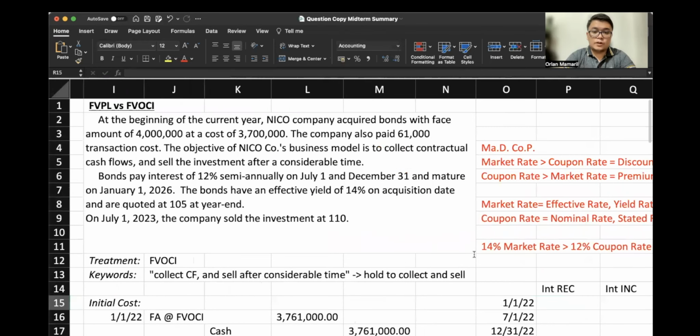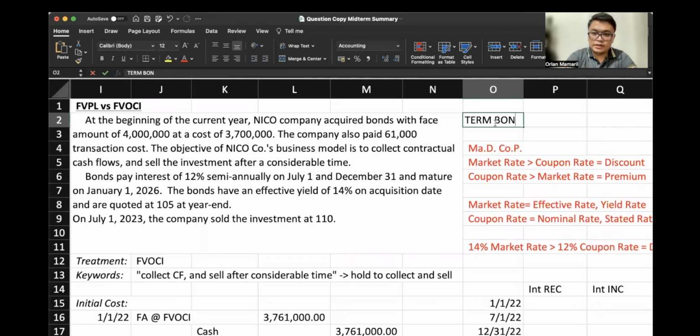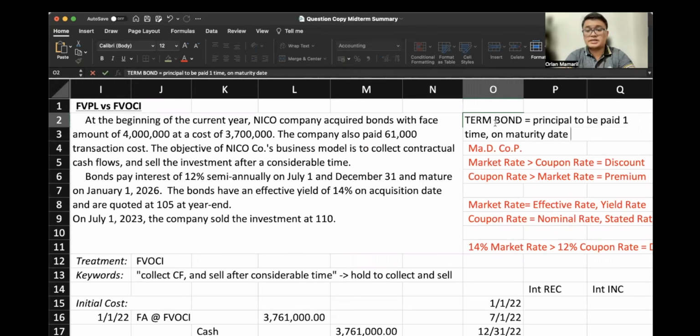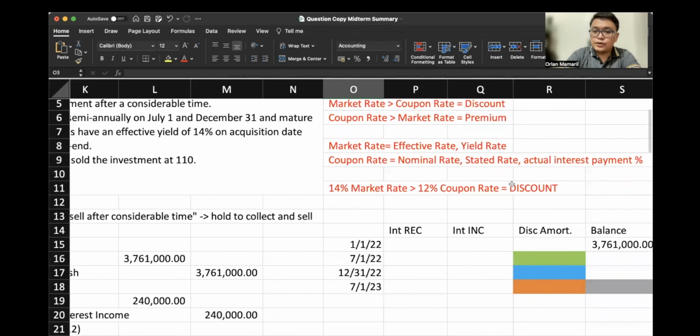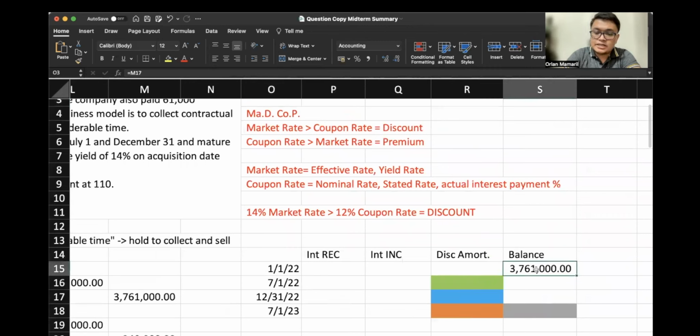This bond is also called a term bond. And when we say term bond, this is a bond whose principal will be paid one time, which is on maturity date. Hence, it's called term bond. You pay the bond's principal at the end of the term of the bond, just one time. And if you have a term bond, your goal is to update your balance such that on maturity date, our maturity value would be equal to the face value. We'll have an example later when we arrive at our amortized cost treatment.